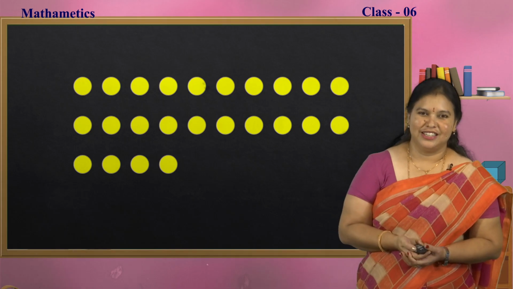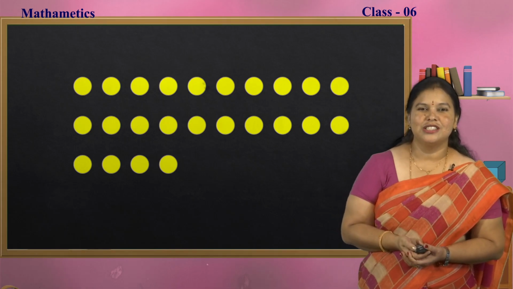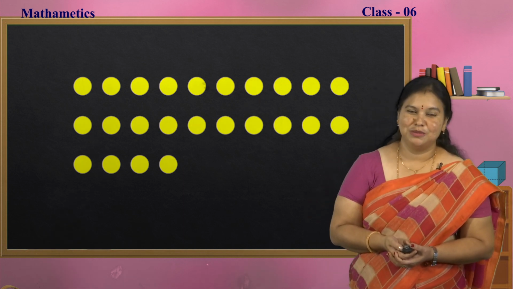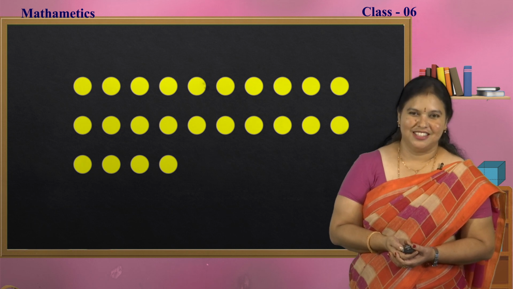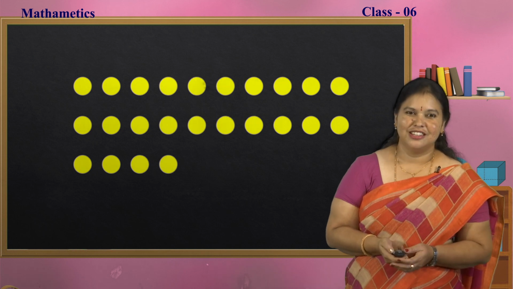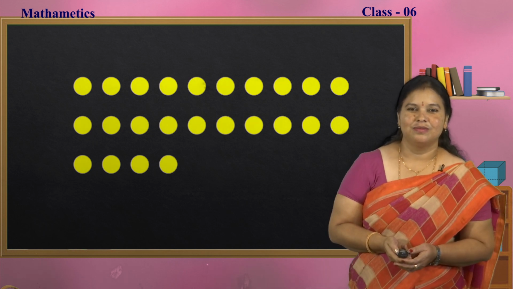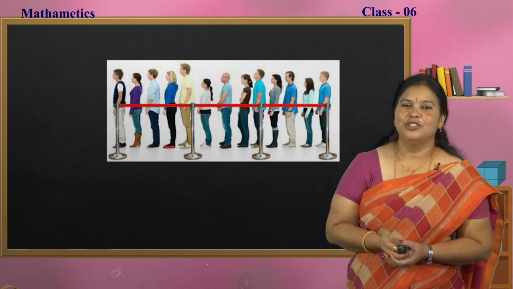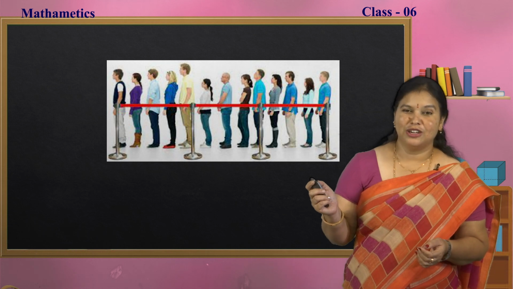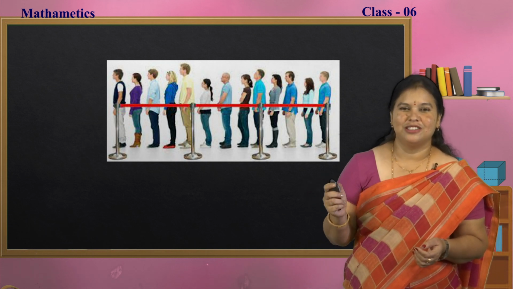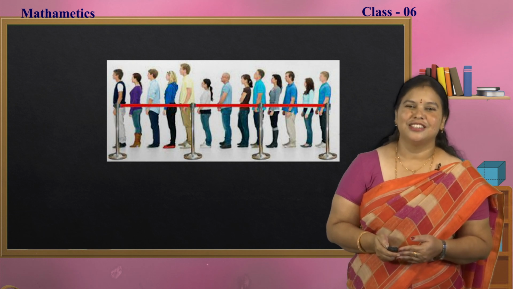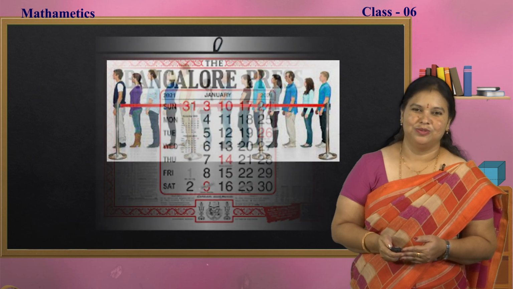Let us move on to the next. Here on the screen, you are seeing some yellow balls. Can you just count and tell me how many balls are there? Yes. Are you counting? Correct. You have counted it correctly. There are 24 yellow balls. Very good, children. Here you observe the screen. Here some people are standing in a queue. Can you count and write it in your book? How many people are there standing in the queue? Yes, correct. 13 members are there in the queue.